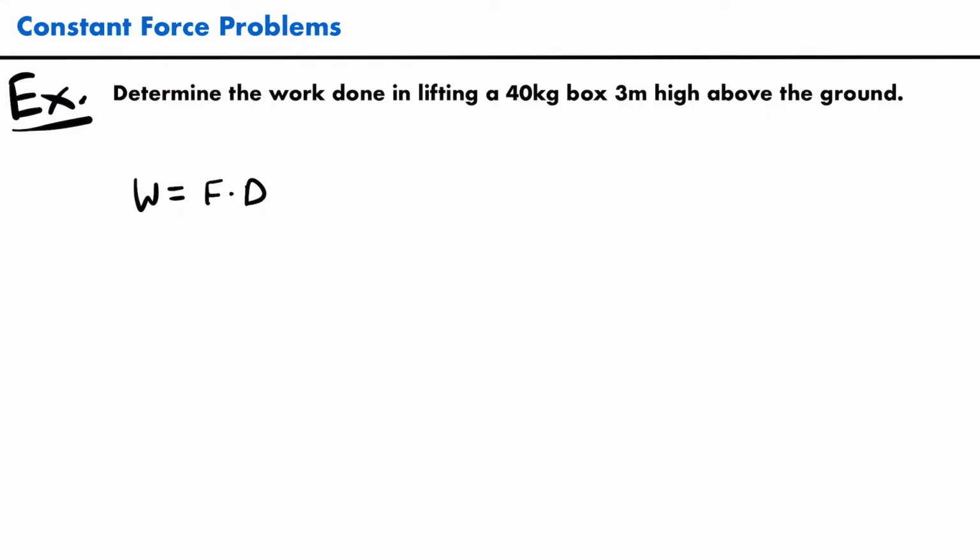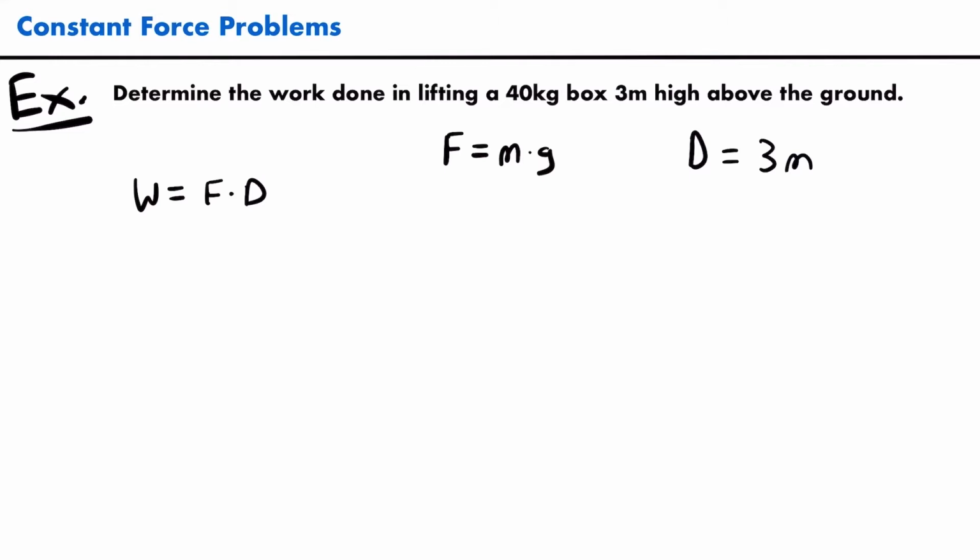So we know that the displacement is going to be equal to 3 meters, but what about the force? All we are given here is a mass of our object, or our box. We're not given a force. Well, in physics, you learn that force is equal to mass times acceleration due to gravity. In this case, we know that the mass of our box is 40 kilograms, but then what about the gravity? What is the acceleration due to gravity equal to?